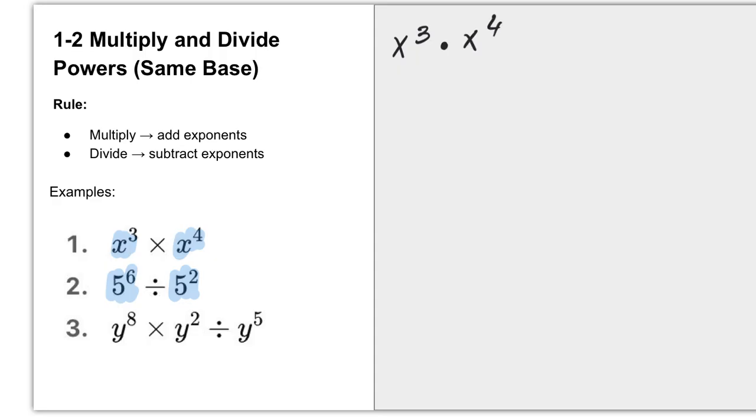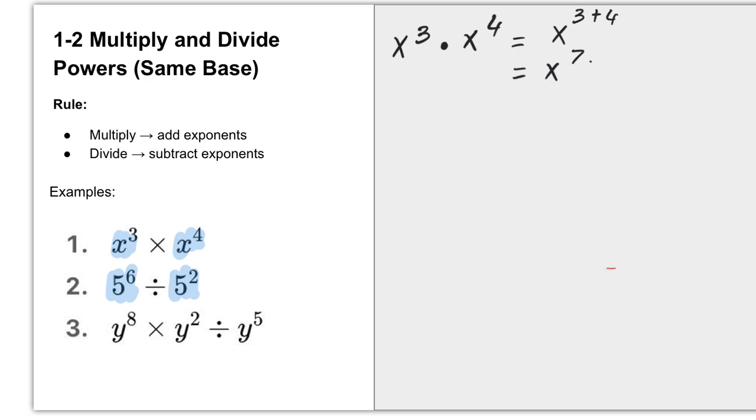So why are we adding? The rule is saying that we have to add the exponents. So this means that we add 3 plus 4. So that will equal x raised to the 7th power. Well, let's check our work. Are there 7 x's that are multiplied by itself?